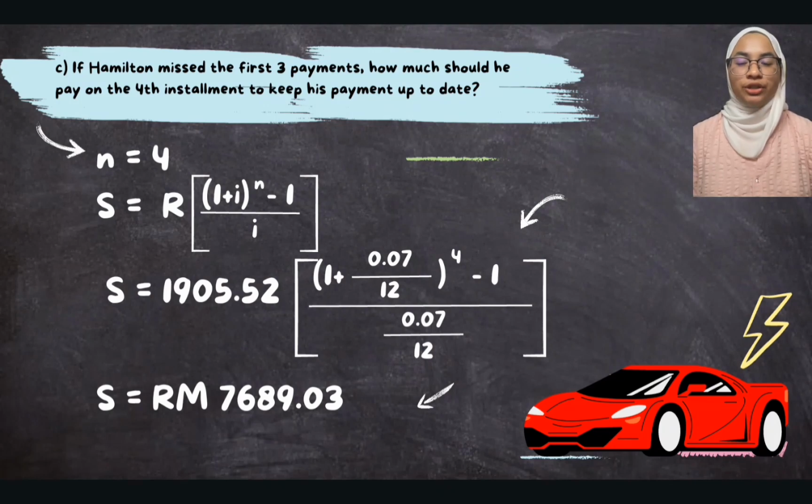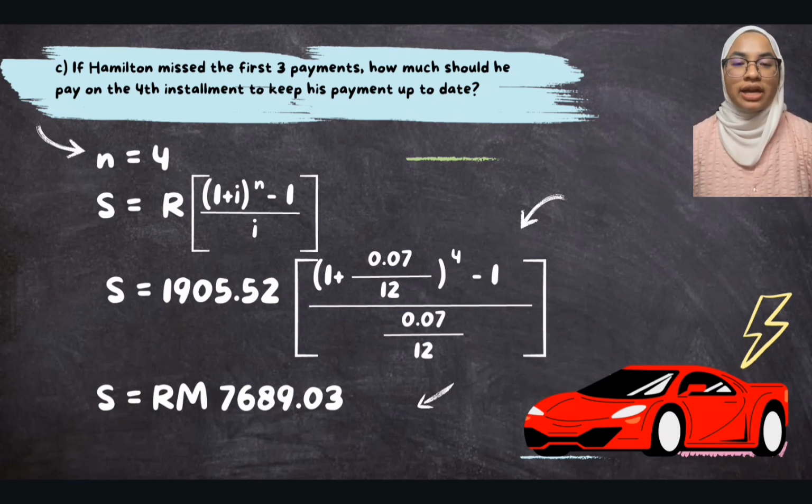So now, I'm going to talk about question C. The question states that if Hamilton missed the first 3 payments, how much should he pay on the 4th installment to keep his payment up to date? So the question asks us to find the sum of money he needs to pay on the 4th installment so that he won't have an outstanding balance.